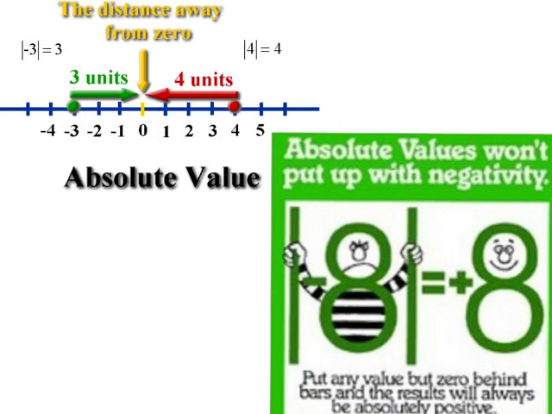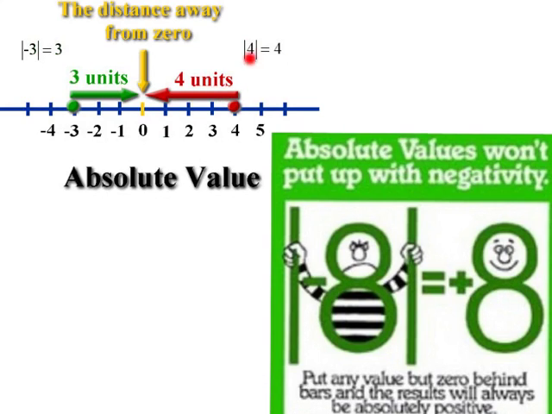Alright, so let's start with absolute value. Absolute value is actually a distance. On a number line, -3 is actually 3 units from the 0 point, the origin. +4 is also 4 units away from the origin. So we can say that the absolute value of -3 is 3. It's 3 units. And the absolute value of 4 is 4 because it's 4 units.